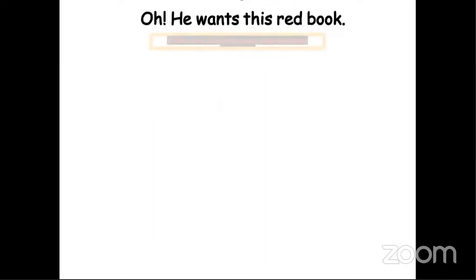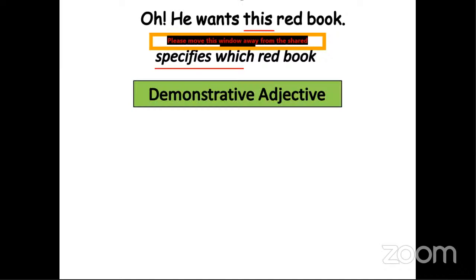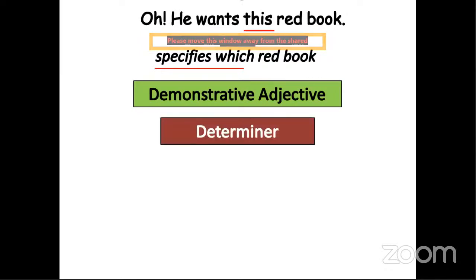But if I say, oh, he wants this red book, then what do you think is the determiner here? Are both this and red determiners? Let us see. This specifies which red book. We already know that it is a demonstrative adjective and it is pointing to a particular red book. Hence, this is definitely a determiner.